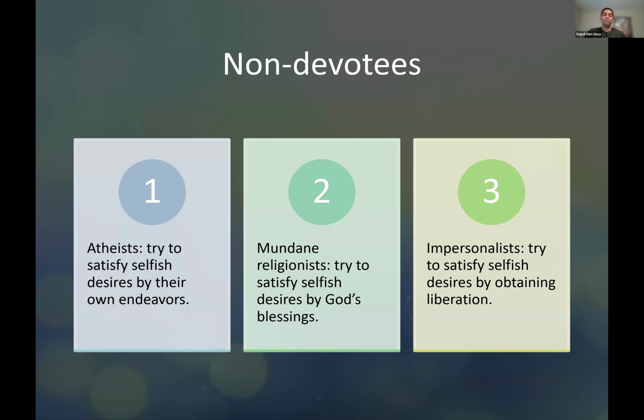So what are non-devotees? Prabhupada mentions 3 categories of non-devotees. 1, the atheists, who try to satisfy selfish desires by their own endeavors. 2, mundane religionists, who try to satisfy selfish desires by God's blessings. And 3, the impersonalists, who try to satisfy selfish desires by obtaining liberation. So these are the 3 types of non-devotees. We must avoid all 3 of them.